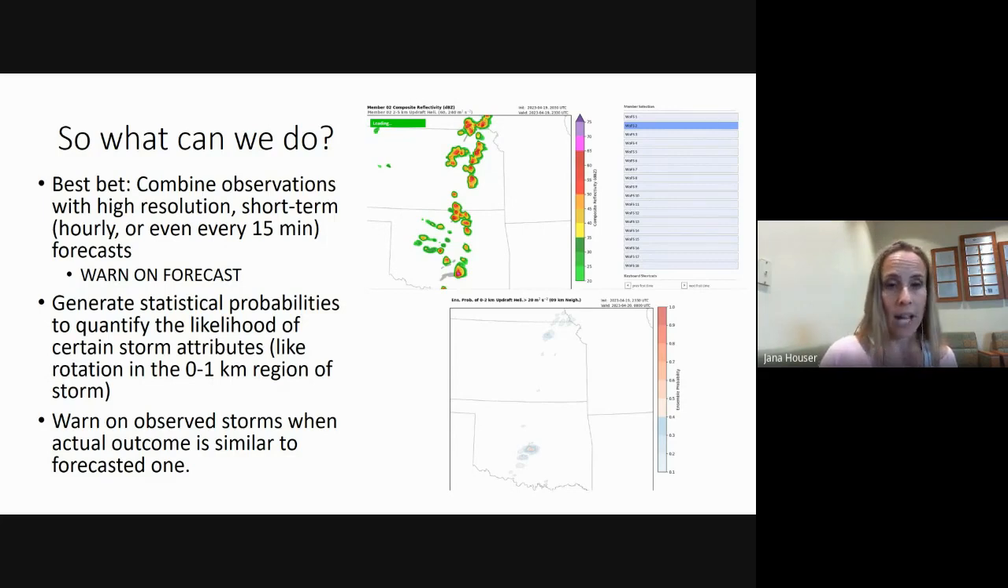So Warn on Forecast is a really, really great tool, and it's unfortunately not 100% operational. In fact, it usually operates mostly in the spring or potentially for high-end events. But this Warn on Forecast generates probabilities of likelihoods of certain storm attributes, like where hail is going to be maximized, for example, or what's the probability of hail exceeding 1 inch across all of the various model ensemble members, etc.